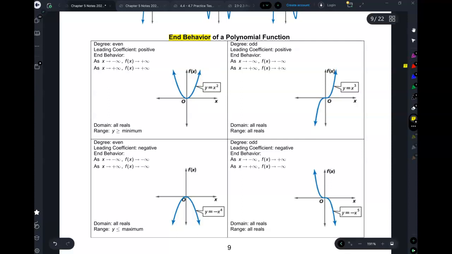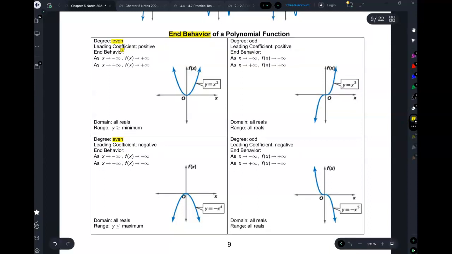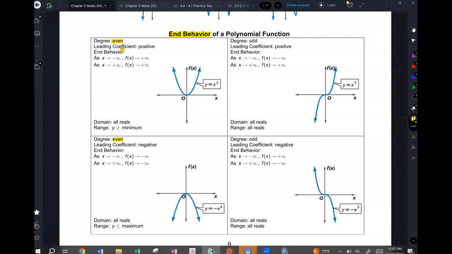So, if the degree, the highest exponent, is even, we have two situations. In both cases, at the very ends, both of them will be facing the same direction. So it'll either both go up or both will go down, okay? So if the leading coefficient is positive, both of these will go up. If the leading coefficient is negative, both of these will go down. How does that sound?